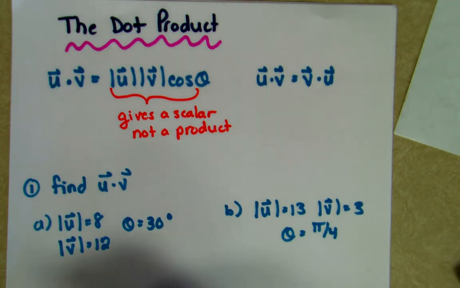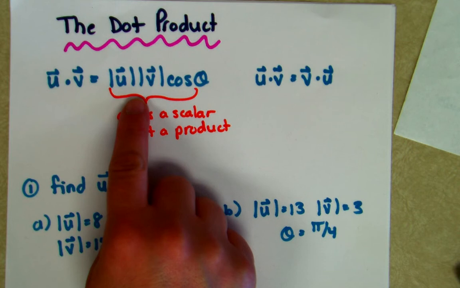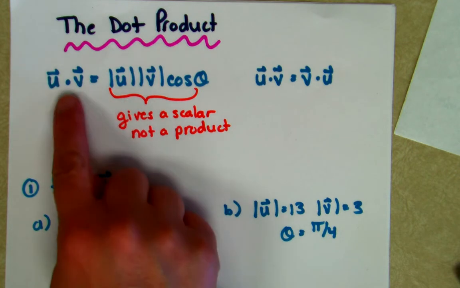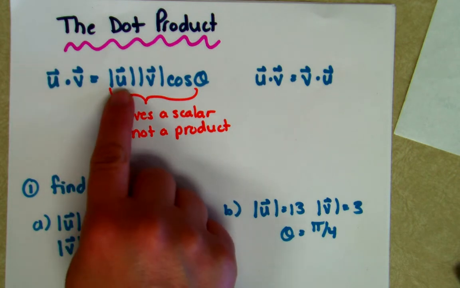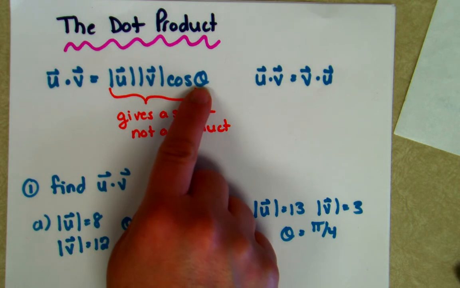So now we're going to look at how to multiply two vectors together, especially when we're working with algebraic vectors. We're going to look at the dot product first, and there's a formula given in the content for the dot product: u dot v is the magnitude of u times the magnitude of v times cos theta, where theta is the angle between u and v tail to tail.